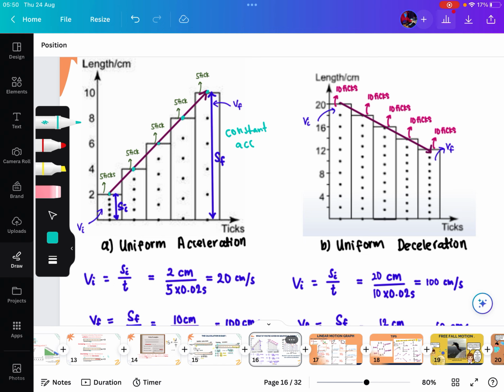Constant acceleration means the velocity is changing uniformly. The second case is uniform deceleration. Deceleration means the moving object is decreasing in velocity. Okay, the velocity changes.